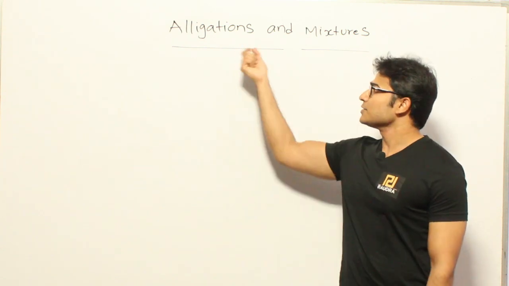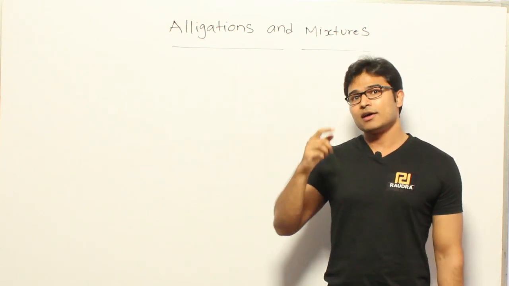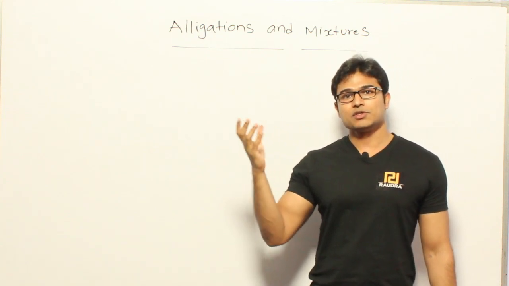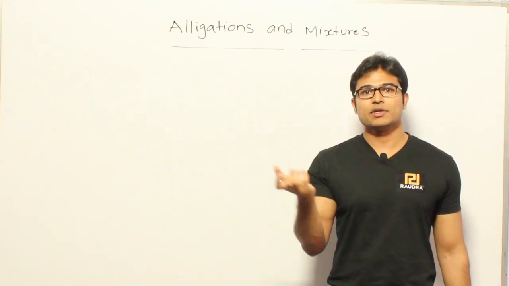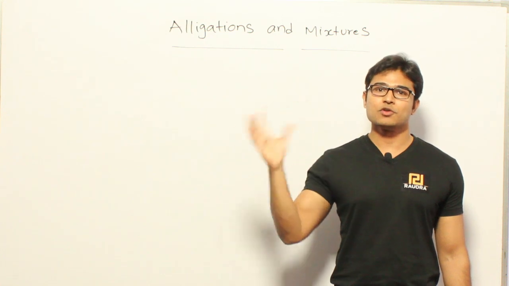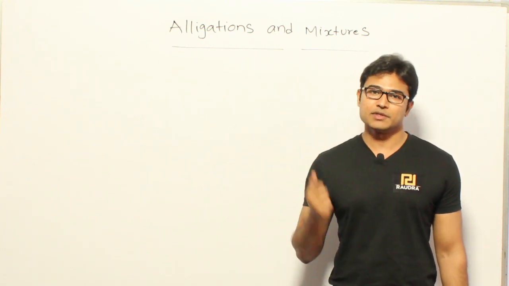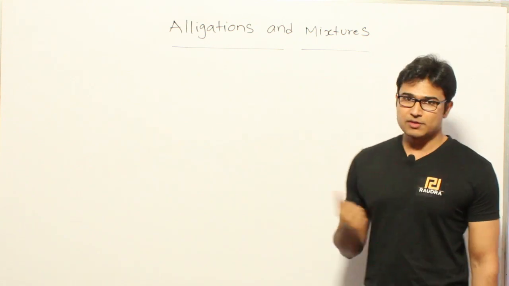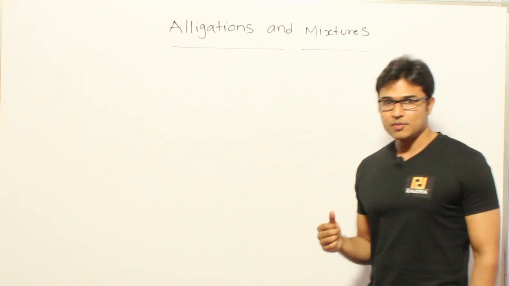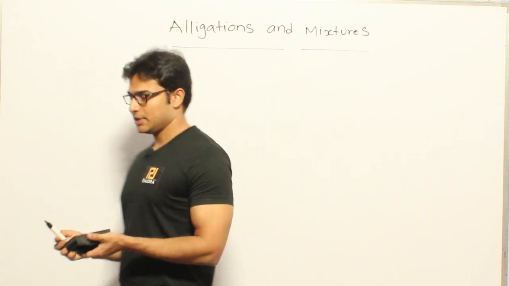Allegations deals with the quantities in which you have to mix these two items so that the final item is going to be of a certain quantity. So allegations means dealing with the quantities of these mixtures. With examples it will be clear, so let me take a simple example and explain it to you.